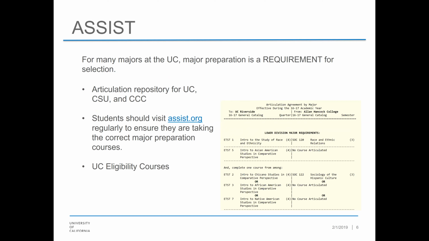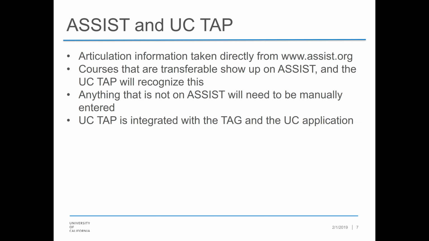Students should visit assist.org regularly to make sure they're taking the appropriate major preparation courses. And they can use this resource to find the UC transferable eligibility courses as well. A few updates to Assist, though.